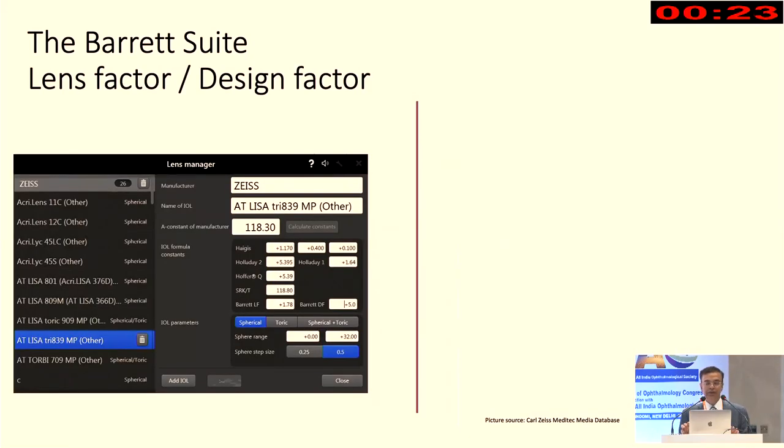Now sometimes we would want to use measurements done by ourselves and put it into the Barrett Suite online, the Barrett's calculator. But if we don't put in all these 7 measurements, we will get a less accurate outcome than we would get if we were feeding all the data into it. So the lens factor is basically calculated out of the SRK/T constant.